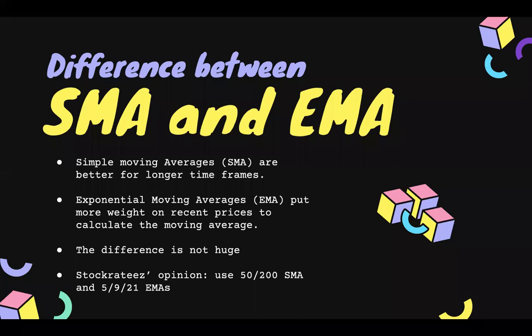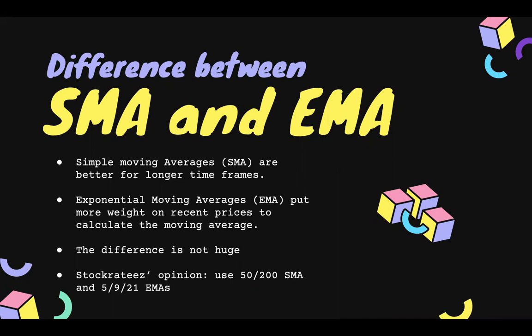And what's the difference between an SMA and an EMA? So the SMA, the simple moving average, is better for longer time frames. The exponential moving averages, the EMAs, put more weight on recent prices to calculate the moving average. But to be honest, the difference isn't huge. If I put a 50 SMA versus a 50 EMA on a chart, it's going to be a few cents difference. It's really not going to be that big of a deal.